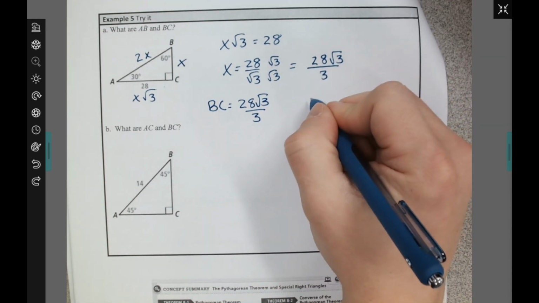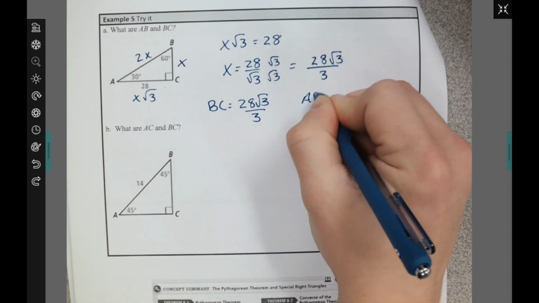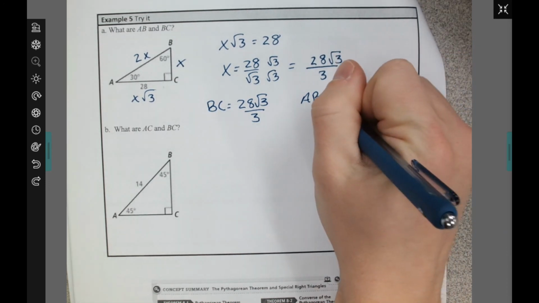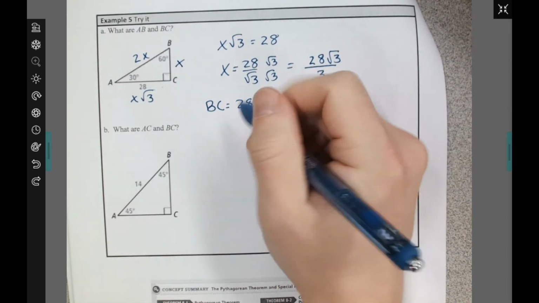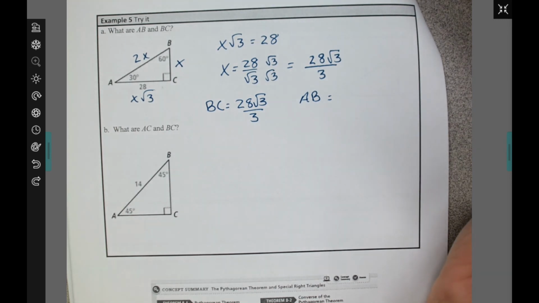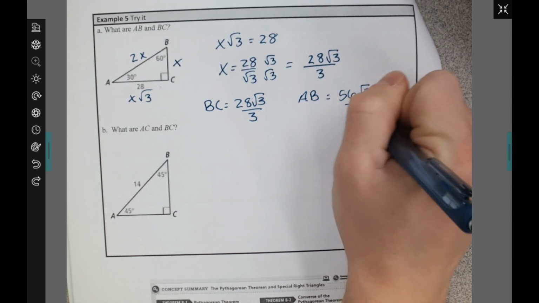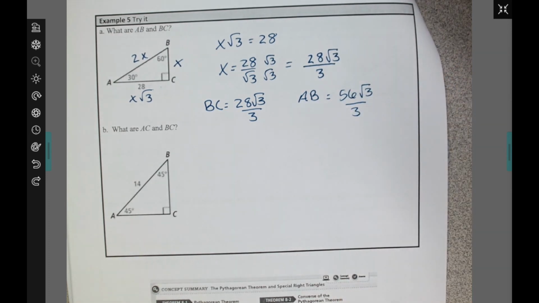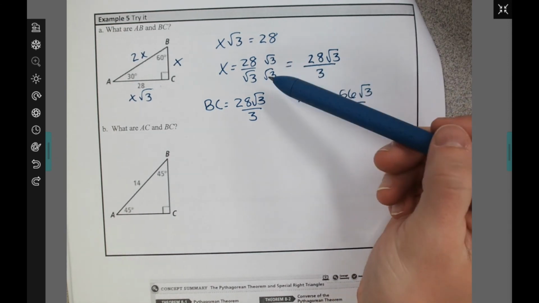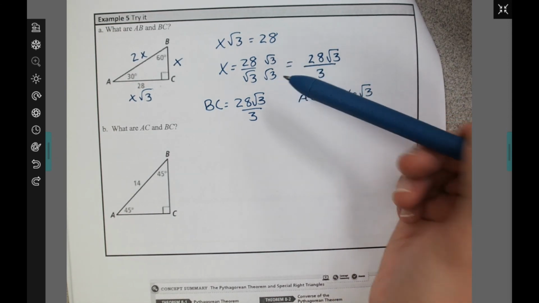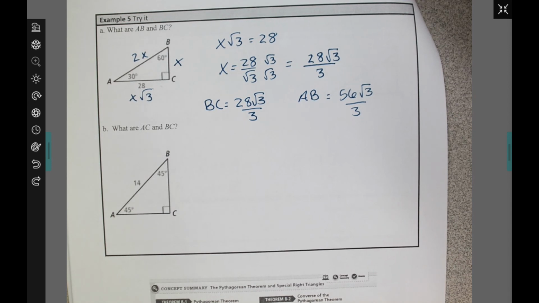As soon as you have that, it's really easy to find AB. To find AB, it's just twice this. So you go ahead and do 2 times 28, and it's going to give me 56 square roots of 3 over 3. Okay, but the key to that problem is you cannot have a square root in the denominator. So when you have that square root in the denominator, make sure you multiply denominator, numerator by whatever that square root is. B, a little easier.